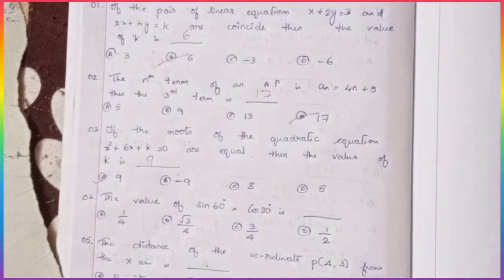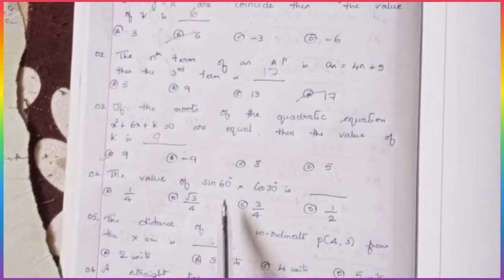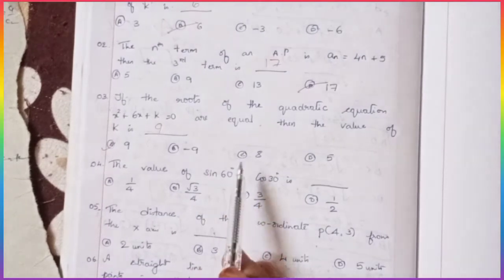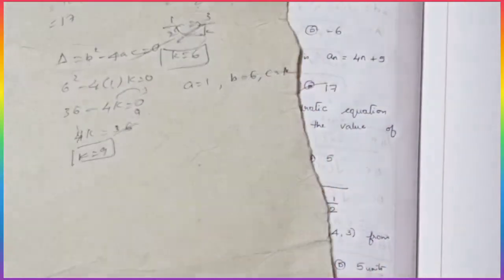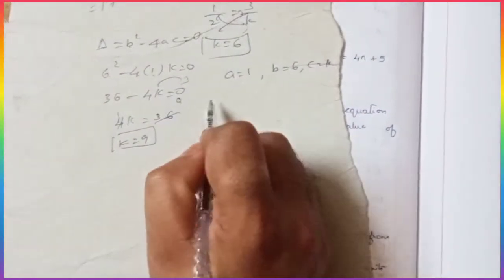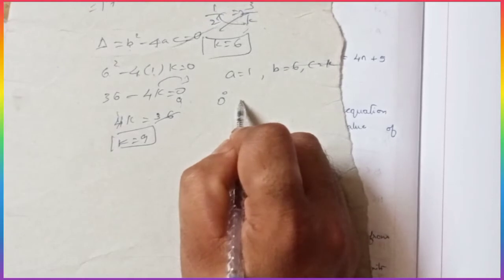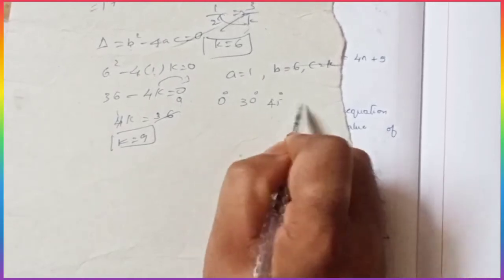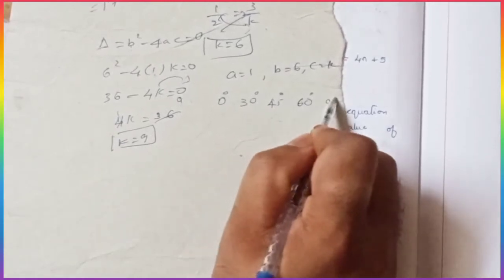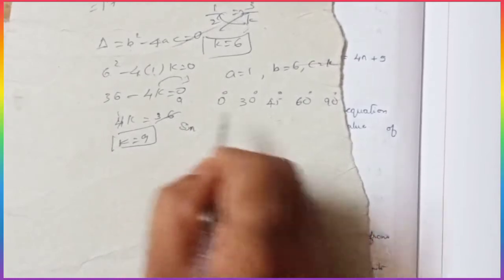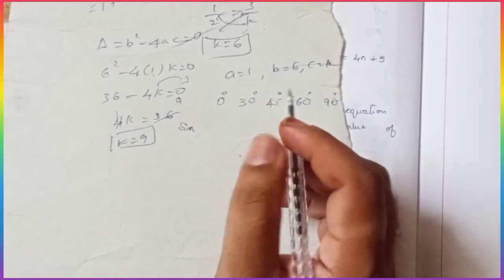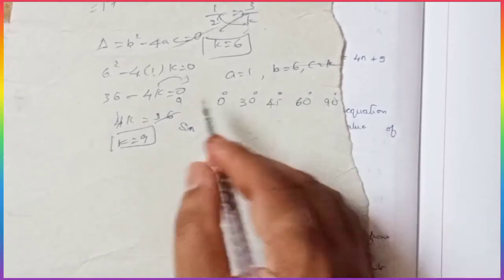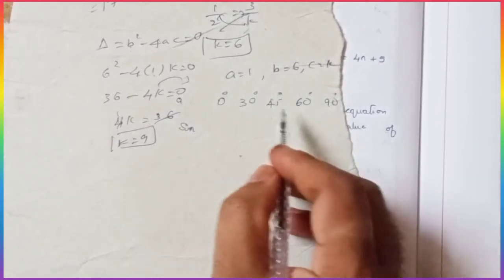The fourth question: the value of sine 60 degree into cos 30 degree is dash. It depends upon the standard angles table. If you know the table, we can solve this particular problem within no time. So I'm going to explain the standard angles 0 degree, 30 degree, 45 degree, 60 degree and 90 degree with respect to the sine function. If you want to remember the whole table easily, just comment on this video, and after the first comment, we will do a video on the trigonometric standard angles.